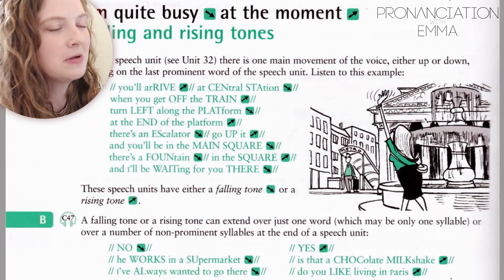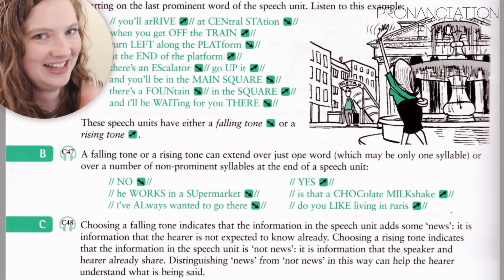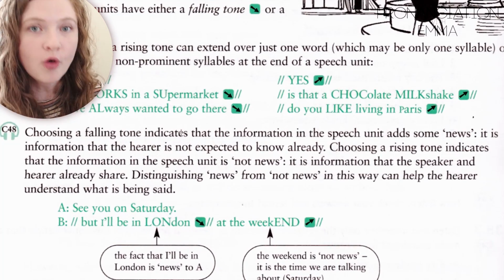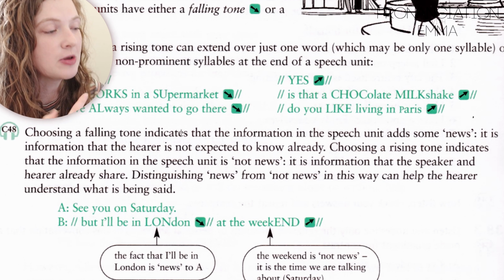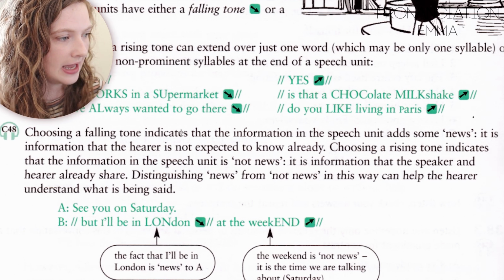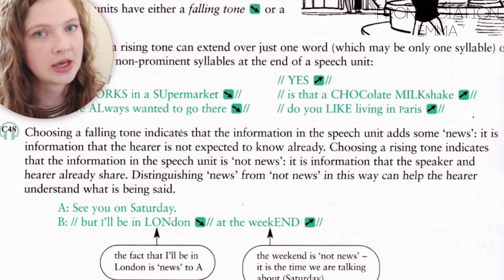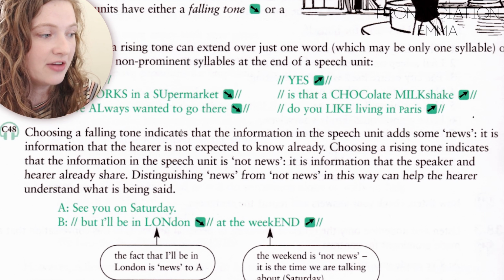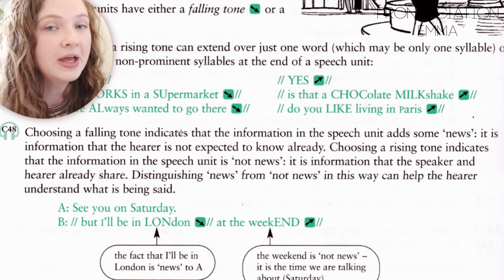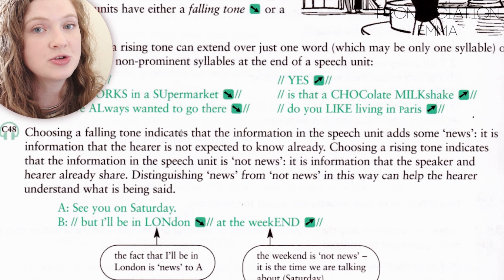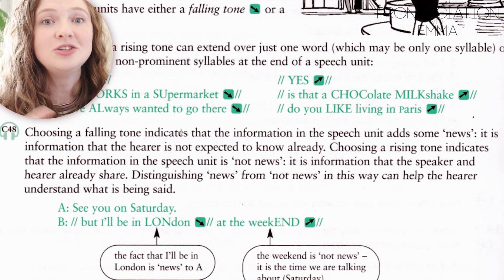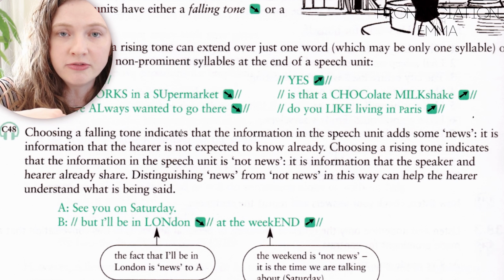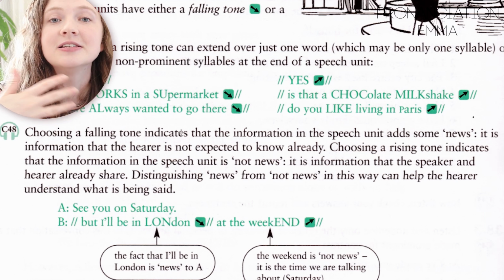Well, if we scroll down a little bit here, we can see that if we use a falling tone when we're speaking, especially when we're giving information, it tends to be when we're adding news. So our intonation goes down when we're saying something new. If, however, our intonation goes up, it rises, then it indicates that we're sharing something old, that it's not new to the listener. So if it falls, it's new information, and if it rises, then it is old information.